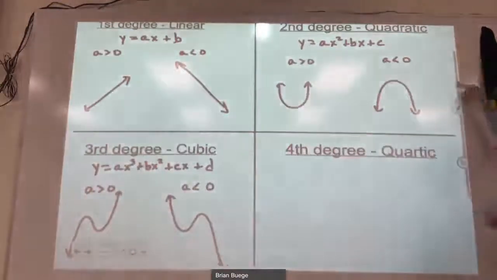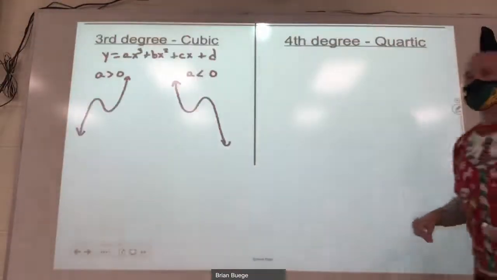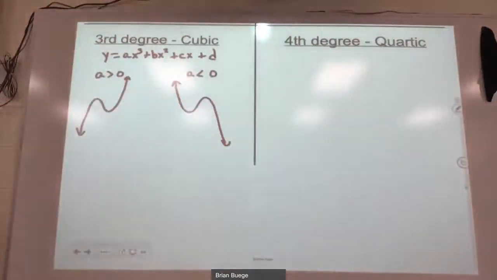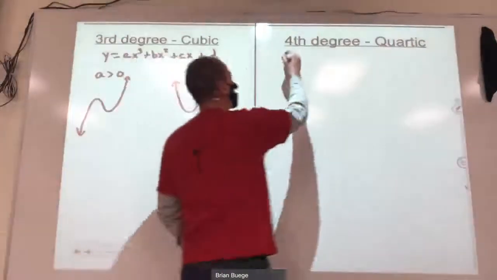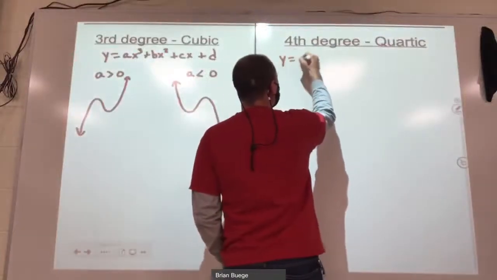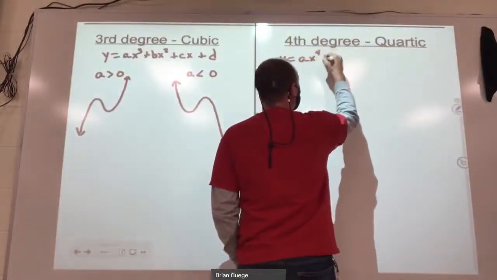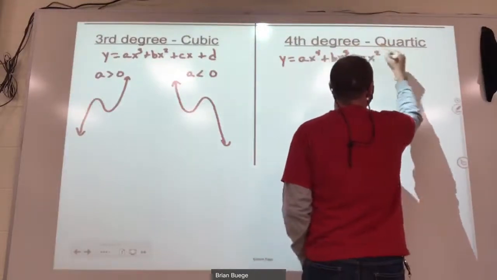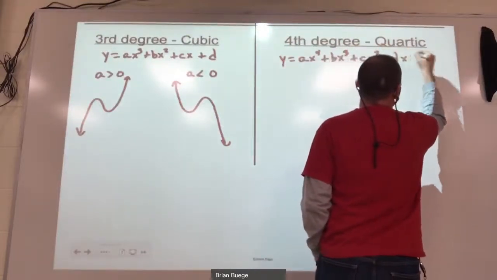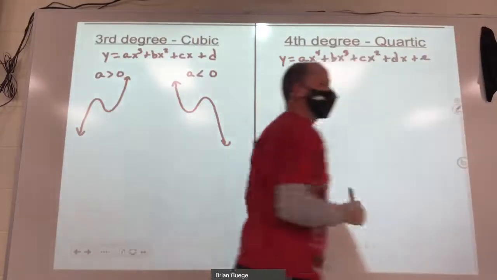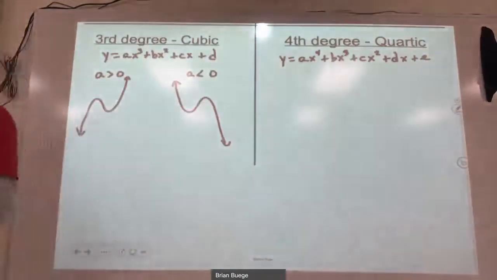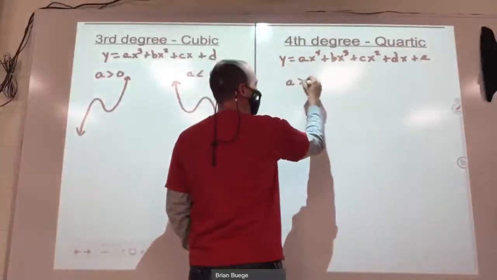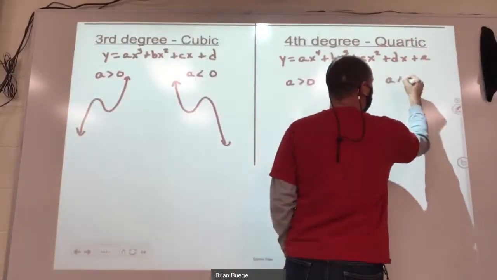All right, let's take a look here with quartic. Anybody have any idea what quartic functions look like? Two different letters. Again, let me put the equation down. Y equals ax to the fourth, bx cubed, cx squared, dx plus e. Okay, you just keep adding letters. And again, if a is positive versus a being negative.